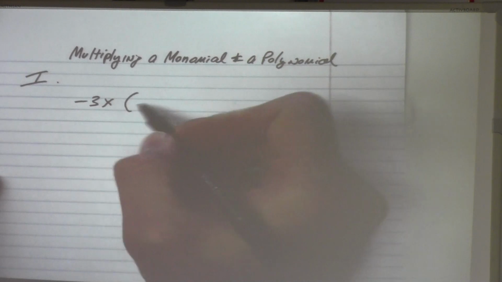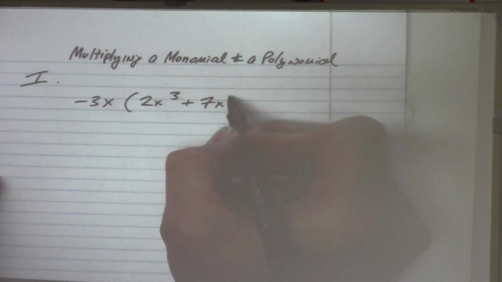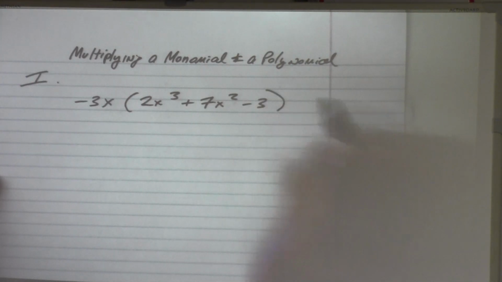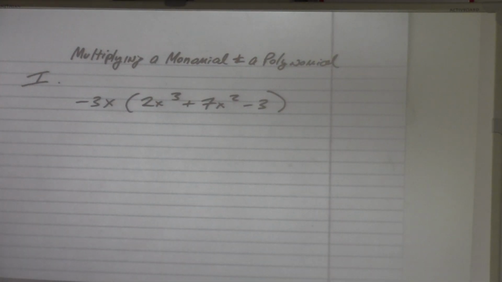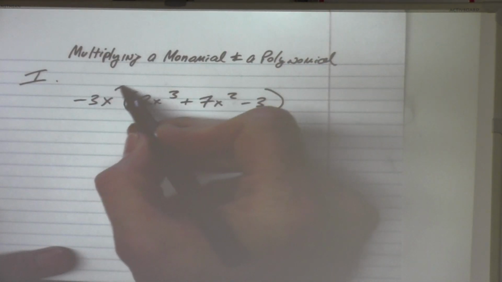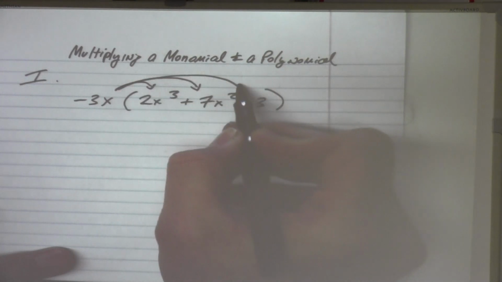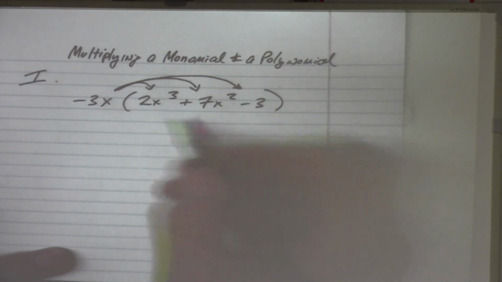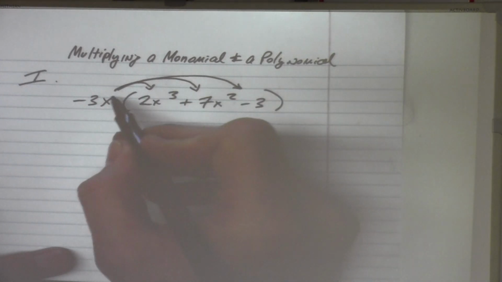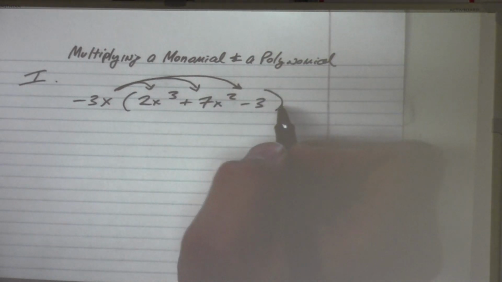Negative 3x, 2x cubed, plus 7x squared, minus 3. In a way, multiplying with a monomial is pretty easy because it's nothing more than simple distribution. We're going to take this monomial here and we're going to multiply it to each one of these parts of the trinomial here. And that's what the parentheses means. If there's a number outside here, you're literally just multiplying it into those parts.